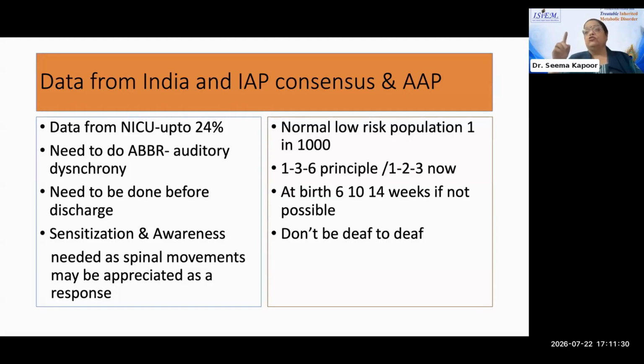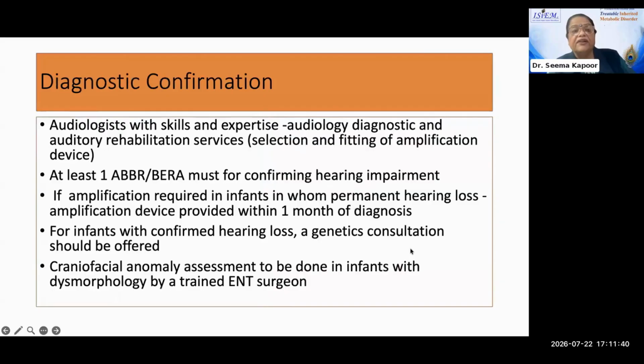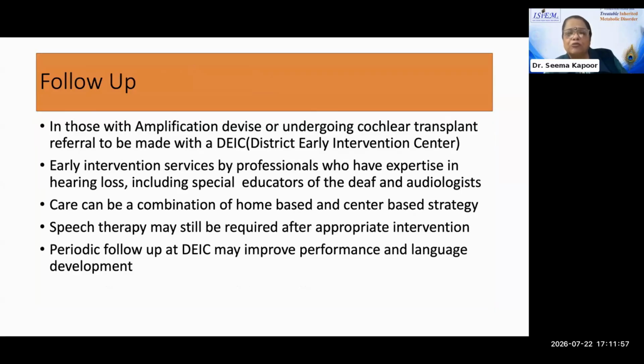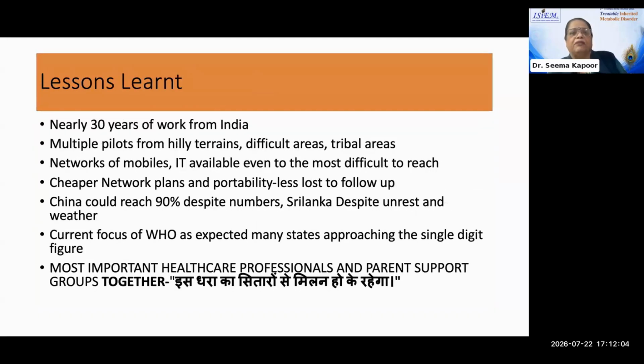And the time when you do the hearing aid and the cochlear implant decides how many words, how much vocabulary he will have. And very important, don't be deaf to deaf. So, diagnostic confirmation is with ABR. If you get any other syndromic evaluation, follow up with genetics. If there are craniofacial malformations, take it to an ENT surgeon. Follow-up should be at the district early intervention center. Speech therapy will be required even after cochlear implant.